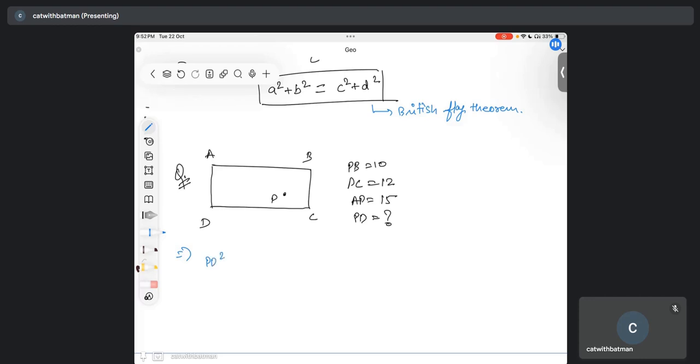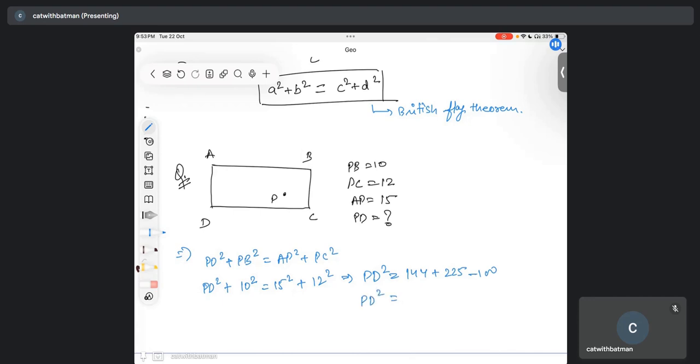So I will write PD square plus PB square equals AP square plus PC square. PD square, we don't know since we have to find it. PB is given as 10, AP is given as 15, PC is given as 12. So this would be what? PD square equals 12 square plus 15 square, which is 144 plus 225, minus 100.